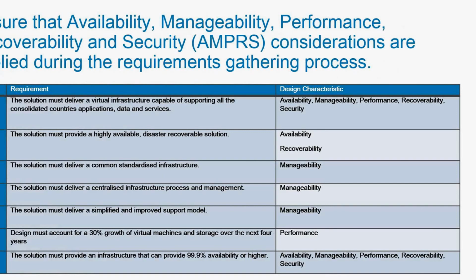So obviously highly available and disaster recoverable is availability and recoverability. And then, common standardized infrastructure is manageability, because you want to cut down on management overhead. The design must account for 30% growth of virtual machines and storage, that's performance. So normally this is a good way of mapping it. Jason gave really great examples of how to map it into the exam.